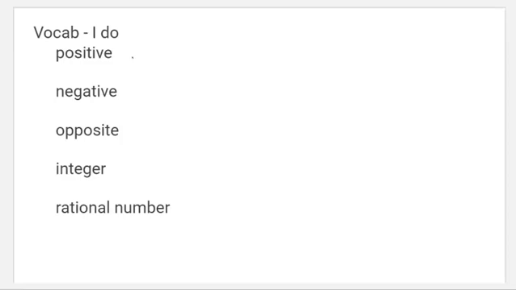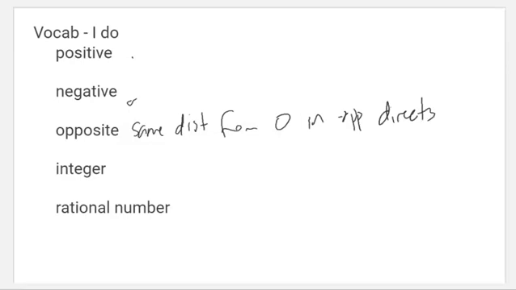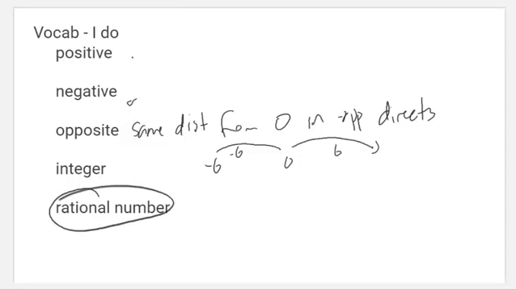Positive means greater than 0. Negative means less than 0. Opposite means the same distance from 0 in opposite directions. So for instance, we would say 6 and negative 6 are opposites because one is 6 to the right of 0 on the number line and the other is 6 to the left of 0 on the number line. Same distance from 0, opposite directions. Integers are positive or negative whole numbers, and this brings us to a new word today.